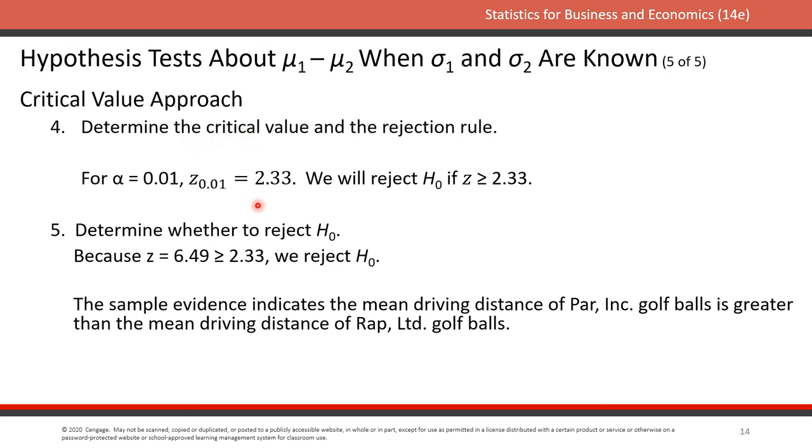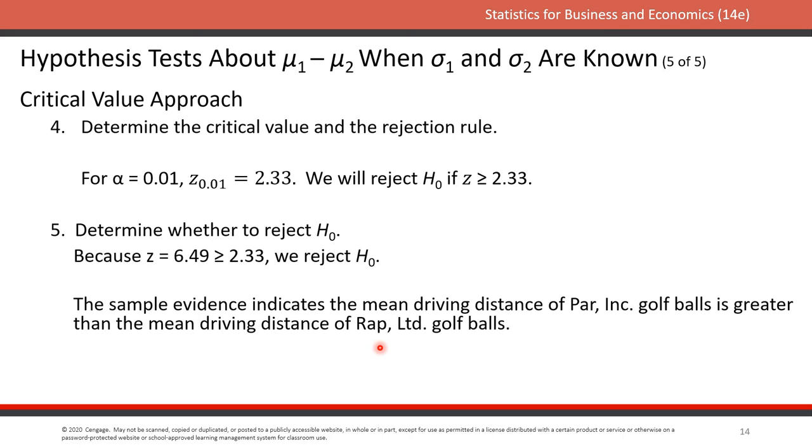I find that the z-value is 2.33. Compare the test statistic to 2.33. Find that 6.49 is bigger than 2.33. Then I reject the null hypothesis, and that is the sample evidence indicates, or we have evidence that the driving distance of the balls from par is bigger than the driving distance of the balls from rep.